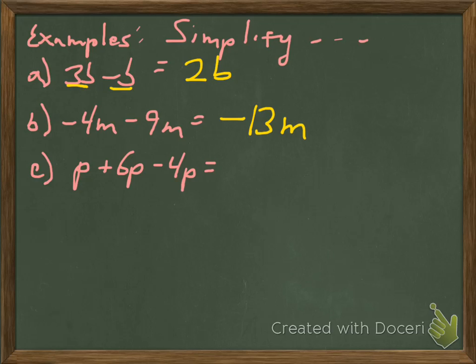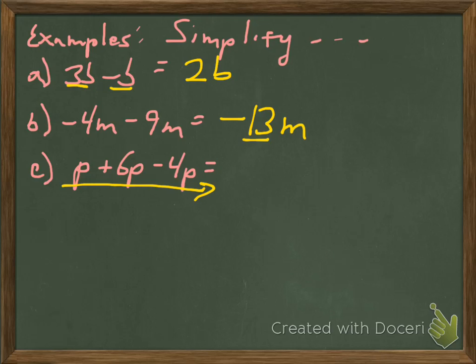They're the same sign, so we combine them and get 13, and we keep the sign negative because both of them are negative. All right, one more, and then we're going to change things up a little bit. So in the third one, p plus 6p minus 4p.